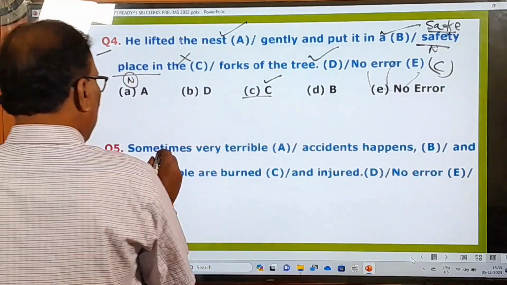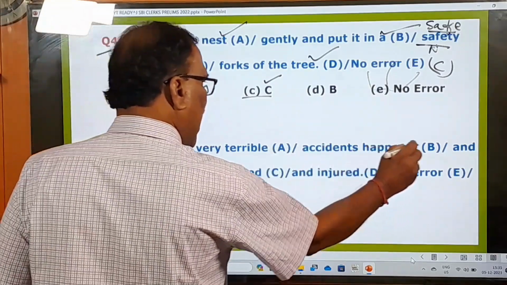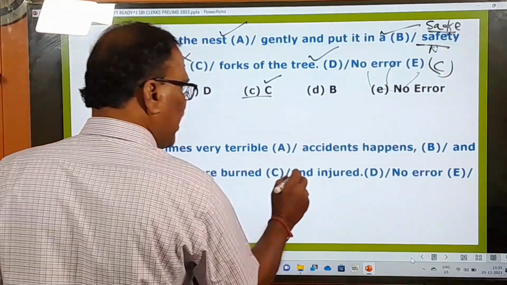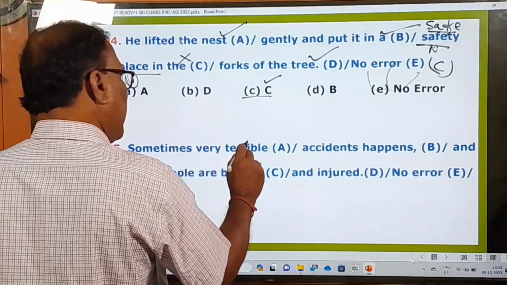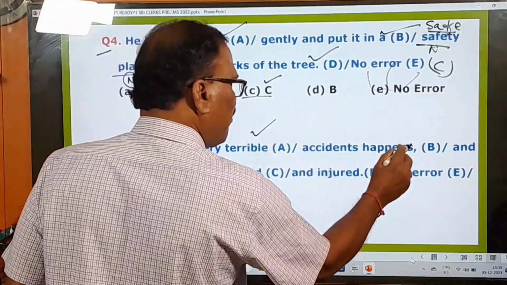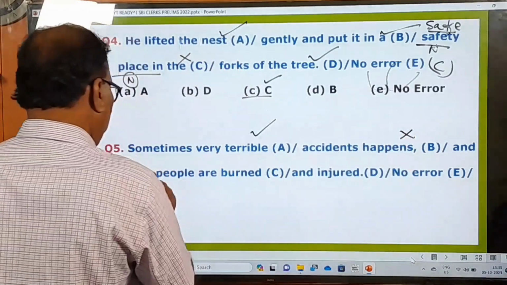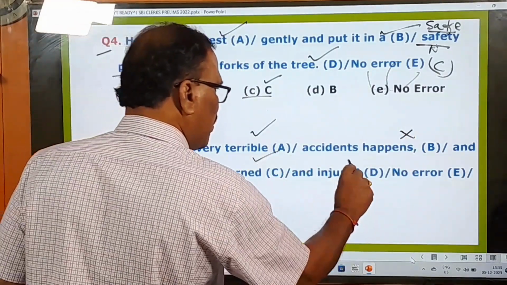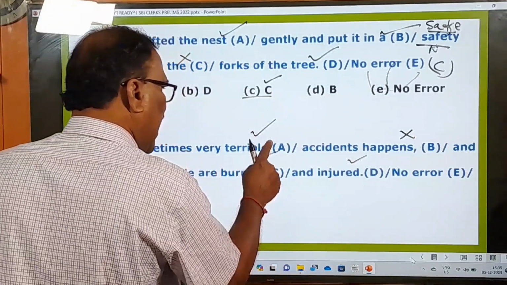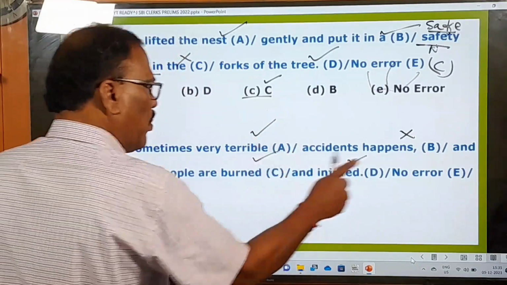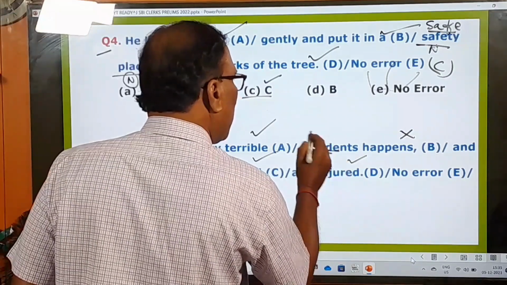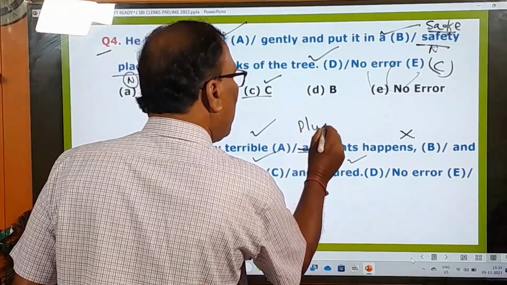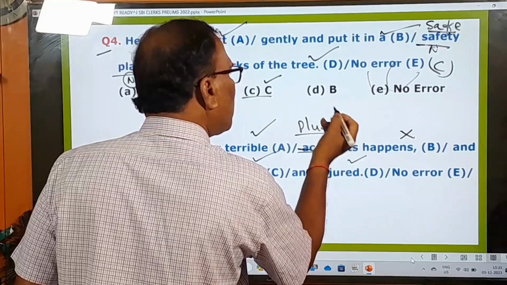The fifth one: sometimes very terrible accidents happens and many people are burned and injured. No error. So here, sometimes very terrible, okay. Accidents happens, no. And many people are burned or injured, okay. All these three, A, C, D parts are right. Only B part is wrong. Why? It is because of terrible accidents. Accidents is a plural noun or plural subject.